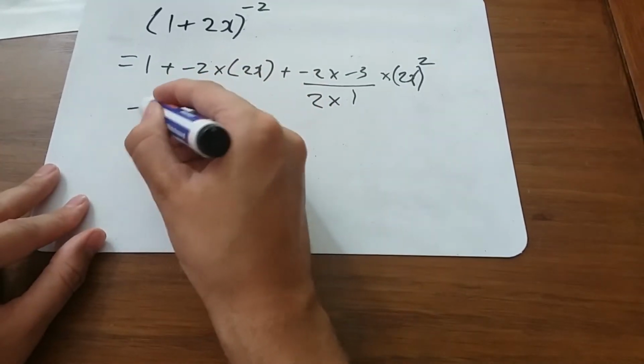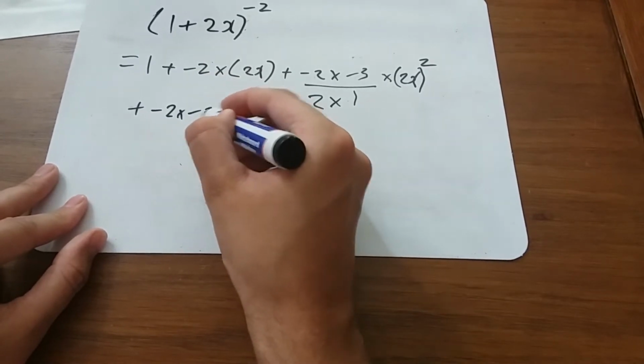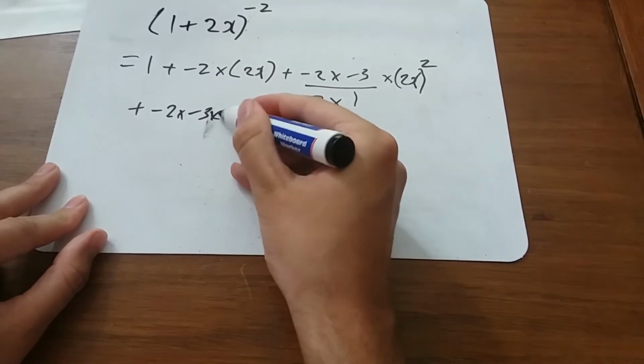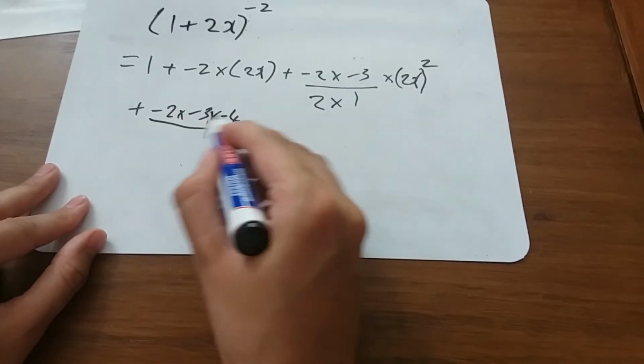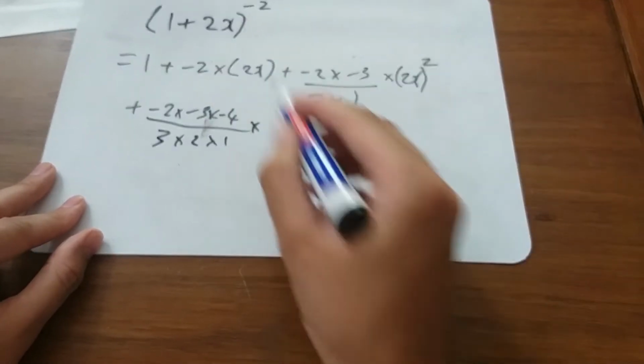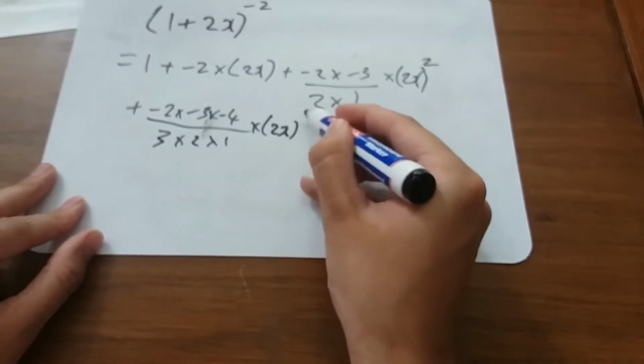Let's go again. Plus minus 2 times minus 3 times minus 4 over 3 times 2 times 1 times whatever we had up here to the next power, which is 3.